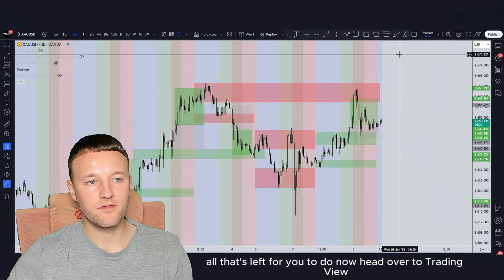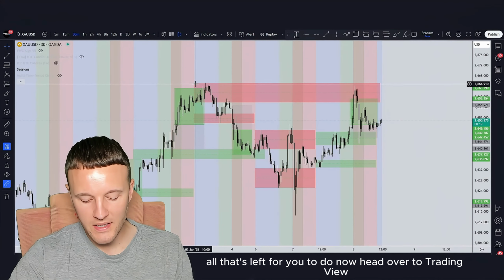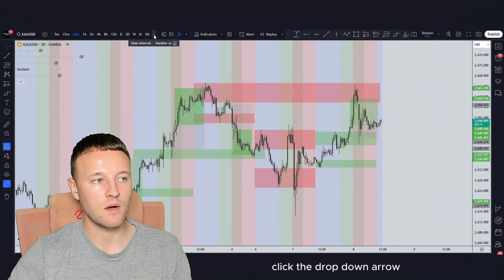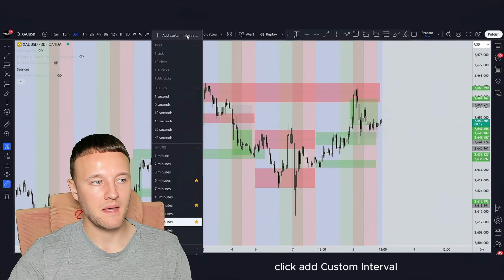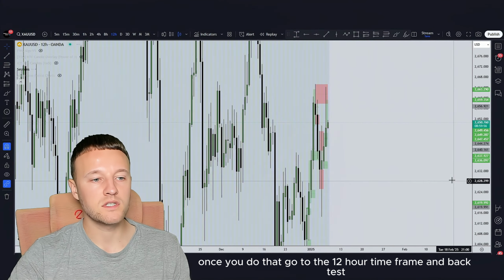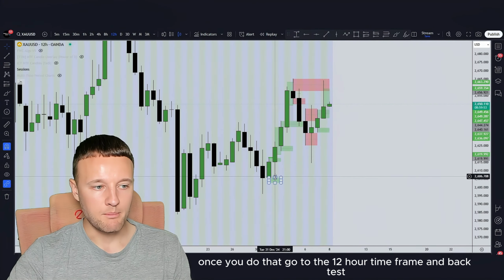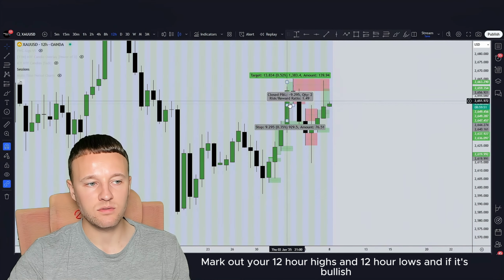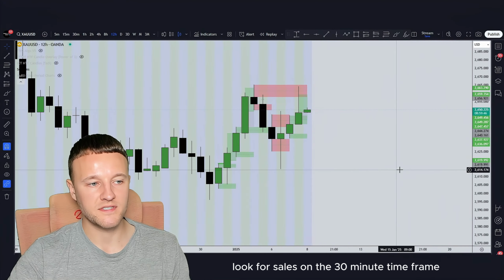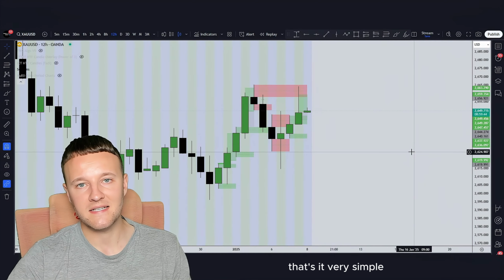All that's left for you to do now is head over to TradingView, go into the top over here to your time frames, click the drop down arrow, click add custom interval, and what you want to do is change type to hours and put 12, add it to your custom interval time frames. Once you do that, go to the 12-hour time frame and back test. Mark out your 12-hour highs and 12-hour lows, and if it's bullish, look for buys. If it's bearish, look for sells on the 30-minute time frame. That's it. It's very simple.